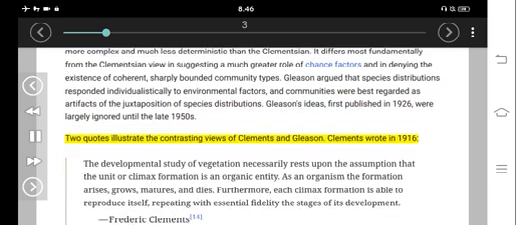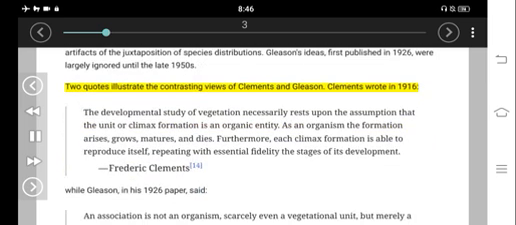Two quotes illustrate the contrasting views of Clements and Gleason. Clements wrote in 1916, "The developmental study of vegetation necessarily rests upon the assumption that the unit or climax formation is an organic entity. As an organism, the formation arises, grows, matures, and dies."